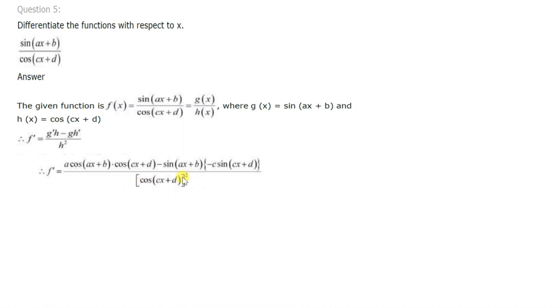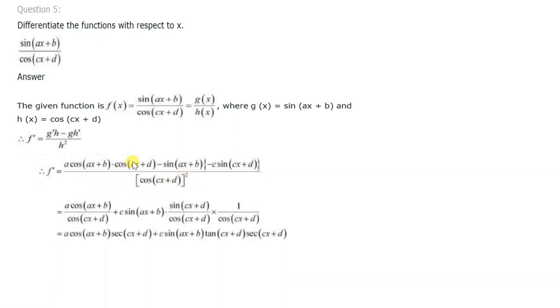Now the terms can be separated, and when you separate the terms, one cos cancels and you get a cos of ax plus b divided by cos of cx plus d, plus sin of ax plus b, sin of cx plus d divided by cos of cx plus d, which becomes tan of cx plus d, and 1 upon cos of cx plus d can be written as sec of cx plus d.